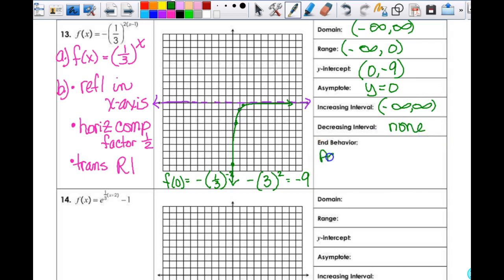Then my end behavior as x approaches infinity, f of x approaches 0. And as x approaches negative infinity, f of x approaches negative infinity. Good. We're good with that?